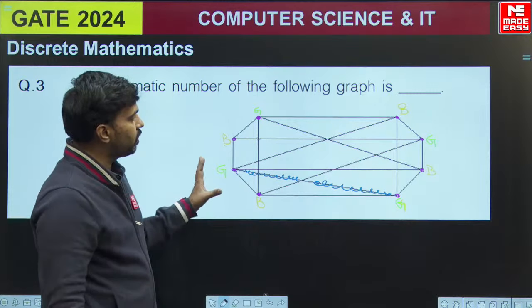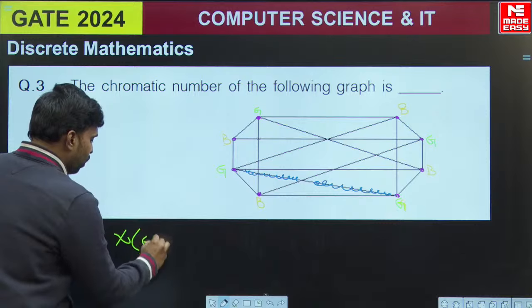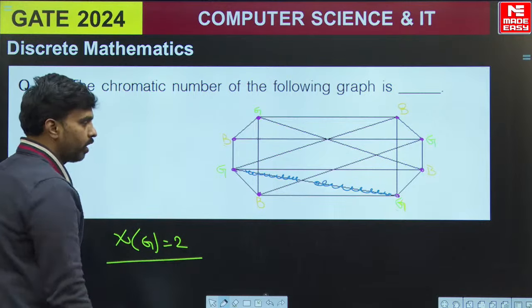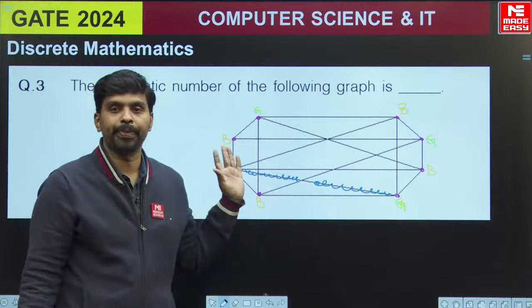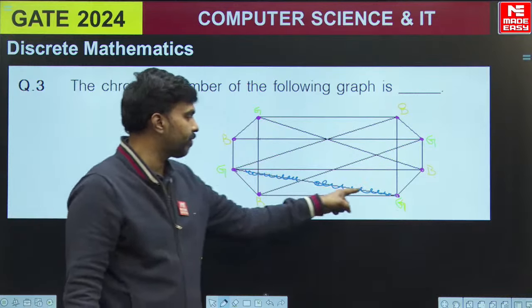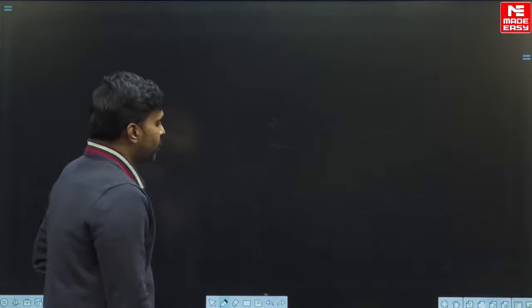So now you can see that the chromatic number of this graph is 2. The minimum number of colors that can be assigned here is 2. So this is one thing. There is a small change in this graph, so we can understand that. Next one here.